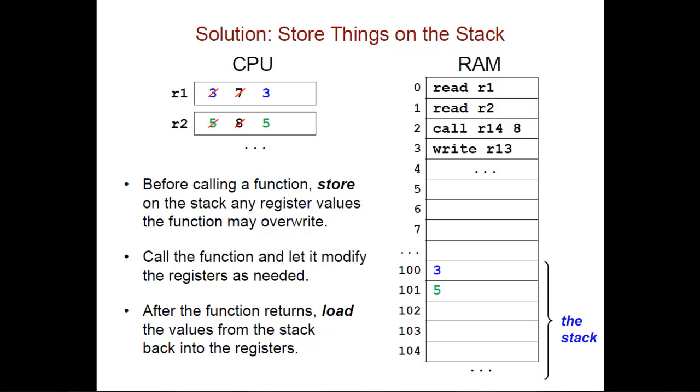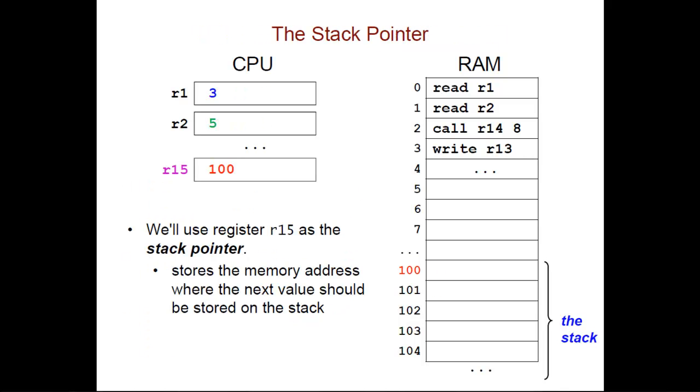Now, in order for this to work, we need to use one of our registers as what is called the stack pointer. And we're always going to use register R15 for that purpose. And what that does is it stores the memory address where the next value should be stored on the stack. In this case, we have 100 in the stack pointer register, and so that indicates that the next value should go at memory address 100.